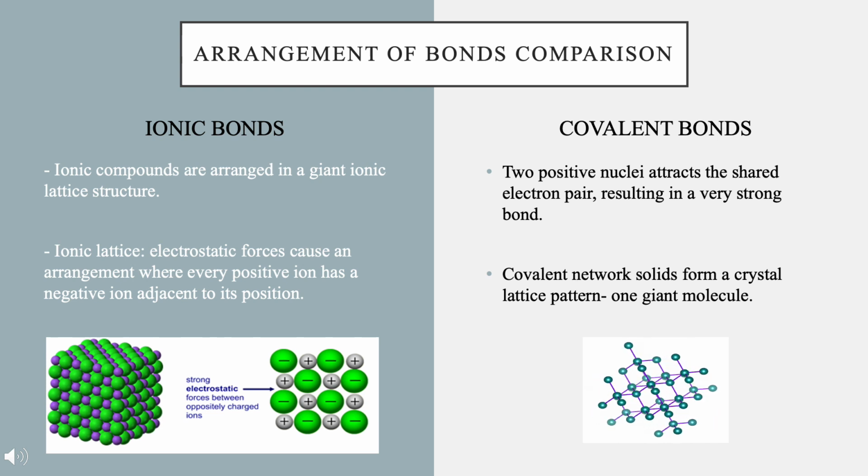Then, in covalent bonds, there are two positive nuclei that attract a shared electron pair. This results in a strong bond, but typically not as strong as ionic bonds. Covalent network solids form a crystal lattice structure and become one giant molecule.